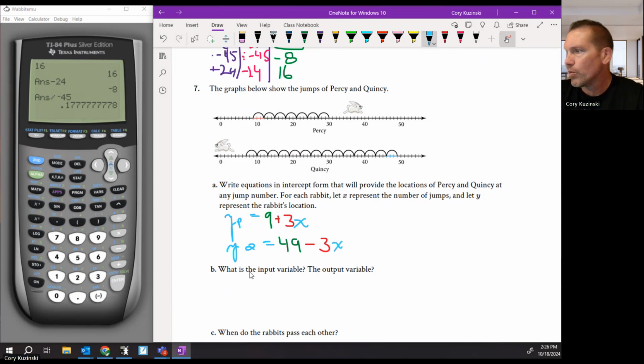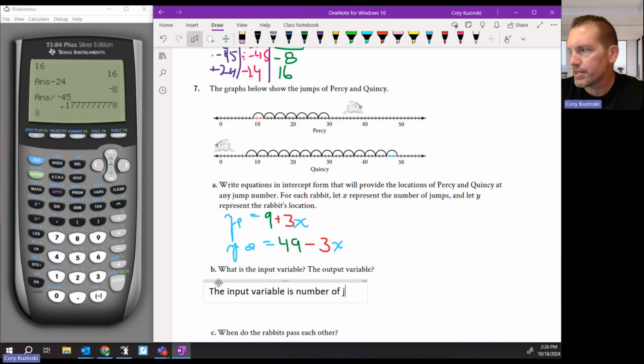What's the input variable? The input variable is number of jumps.